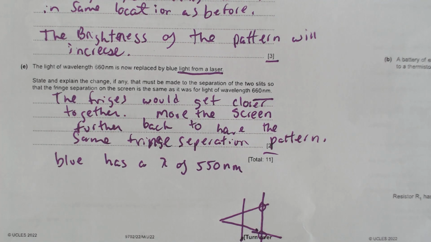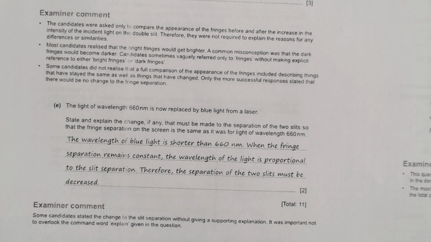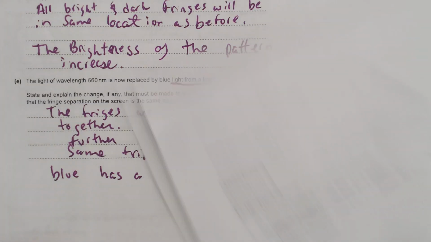And I'll also look at the answer key for that so you guys see how close we got. Okay. Blue light is shorter than 660 nanometers. When the fringe separation remains constant, the wavelength is proportional to the slit separation. Therefore, the slit separation must be decreased. Did I read it wrong? I did read it wrong.